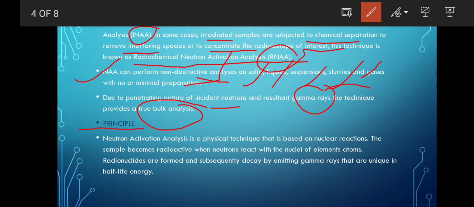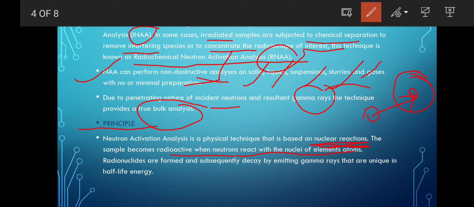The principle here is that it is a physical technique based on nuclear reaction. The sample becomes radioactive when the neutron reacts with the nuclei of the element's atoms. The element has a nucleus, and whenever we bombard it with an external neutron, a nuclear reaction starts forming. It is based on this particular technique.